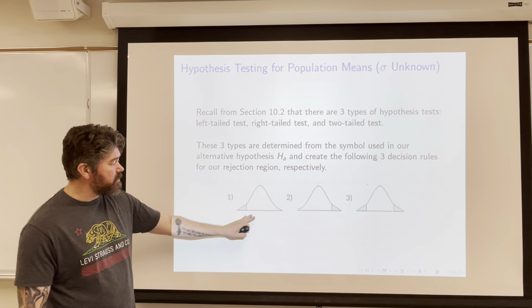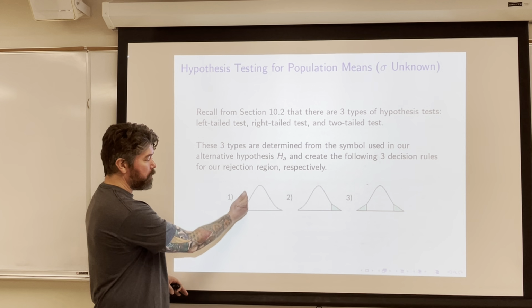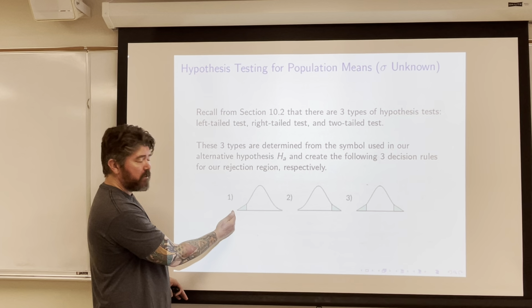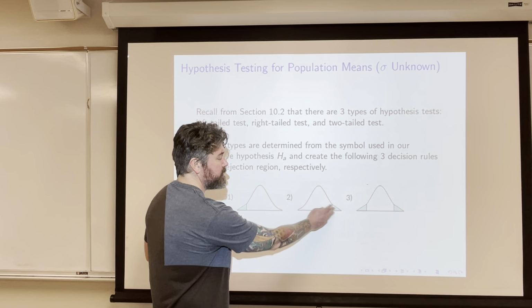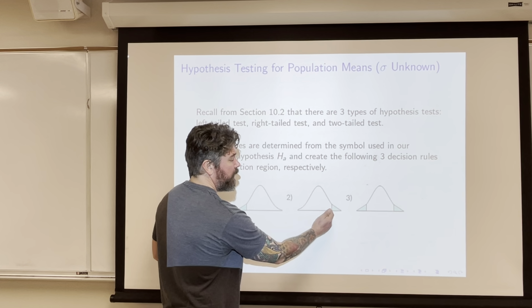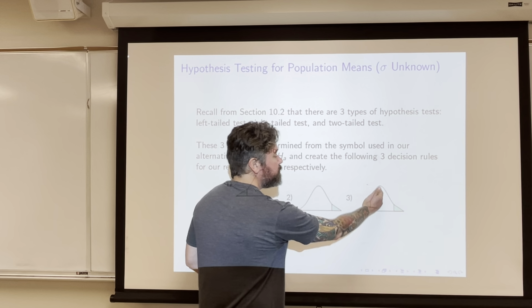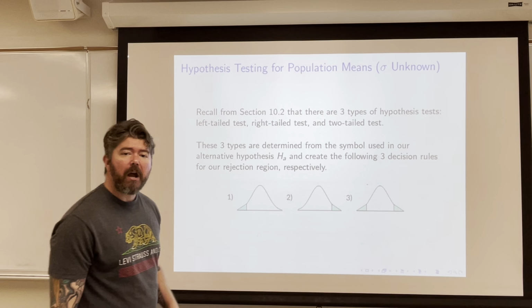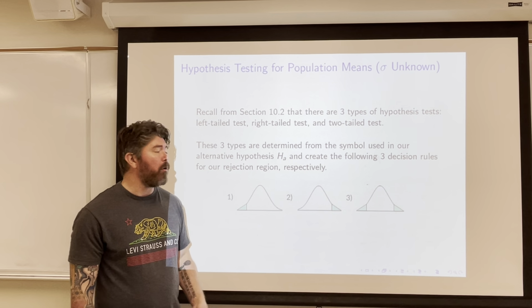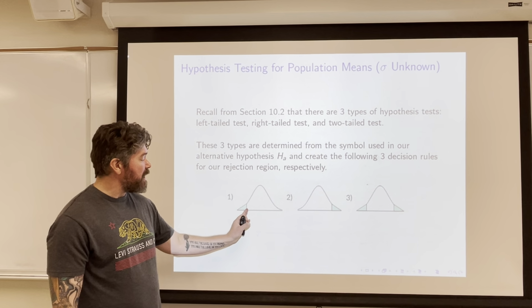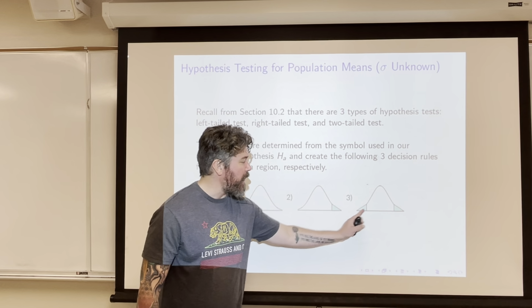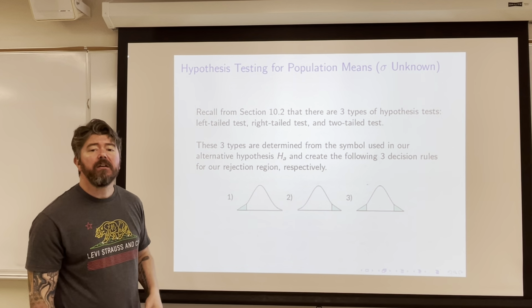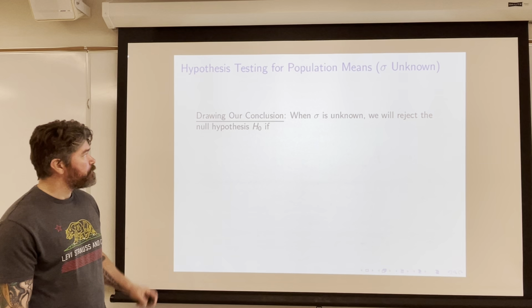Our left-tailed test, remember that we block off the area alpha to the left. Our right-tailed test, we block off our area to the right, and our two-tailed test, we block off half of the area to the right and the left. And our goal when deciding is to find our boundary value and compare it to our test statistic.